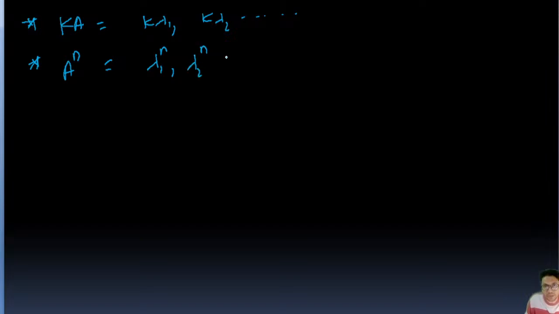Similarly, eigenvalues of kA are going to be k lambda 1, k lambda 2, and so on. And eigenvalues of A to the power n, very simple, are going to be lambda 1 to the power n, lambda 2 to the power n, lambda 3 to the power n and so on. So these are important properties guys, which will be used in the questions.